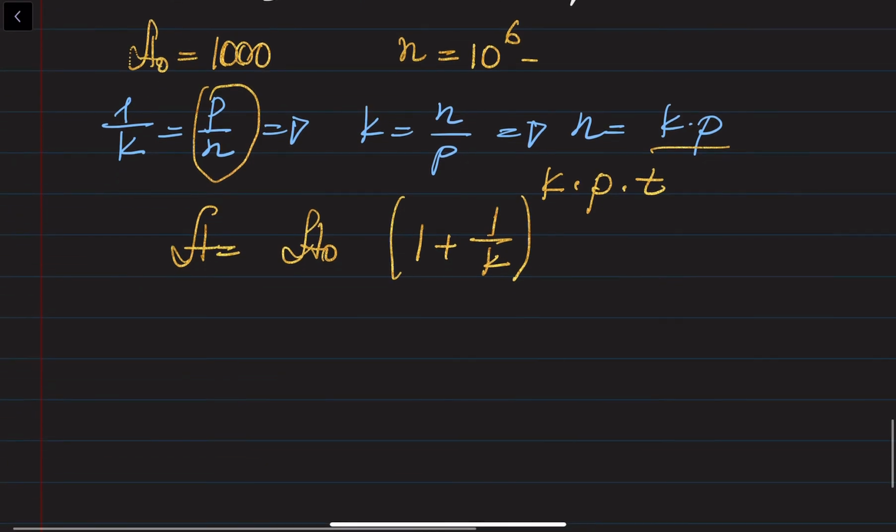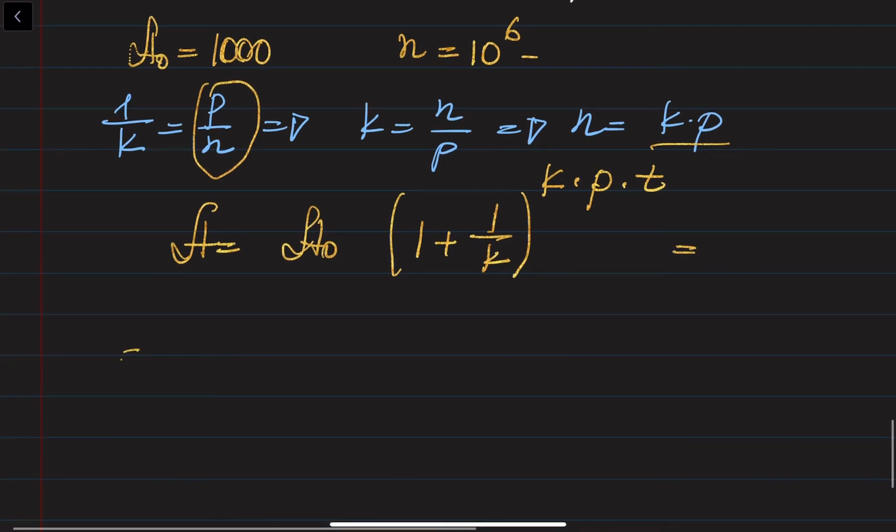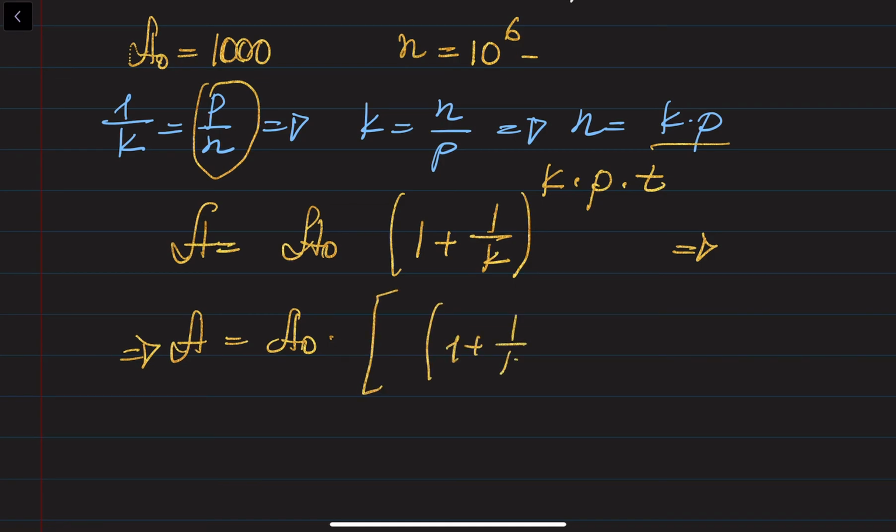Good. So what I would like to do now is rewrite this in a slightly different way. So A is equal to A0 times 1 plus 1 over k in the power of k, right? And this is in the power of pt, okay? This is allowed to do.